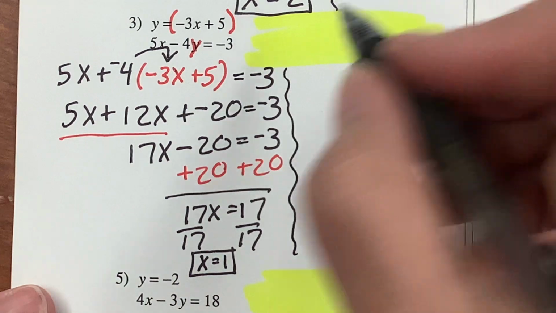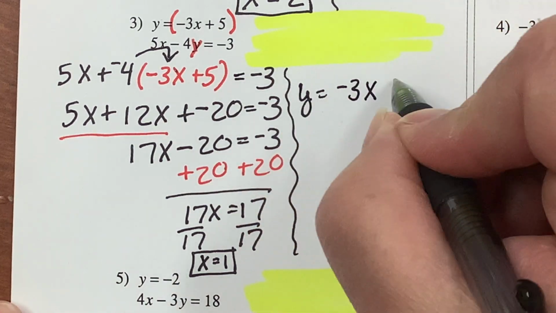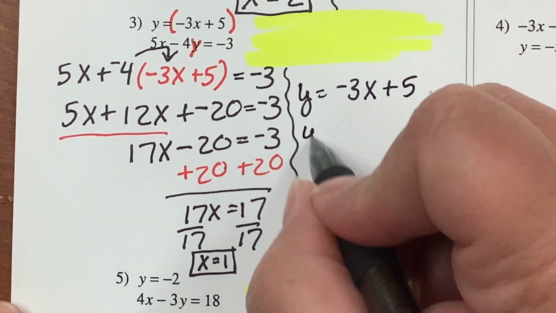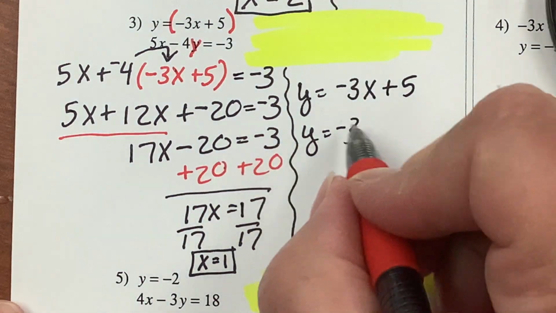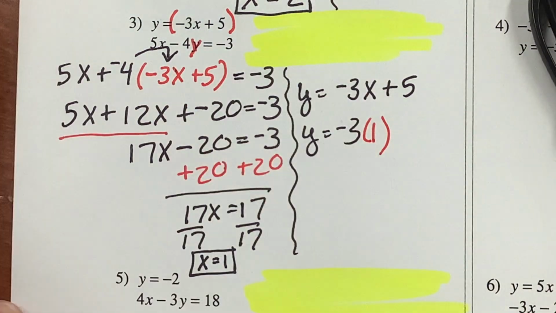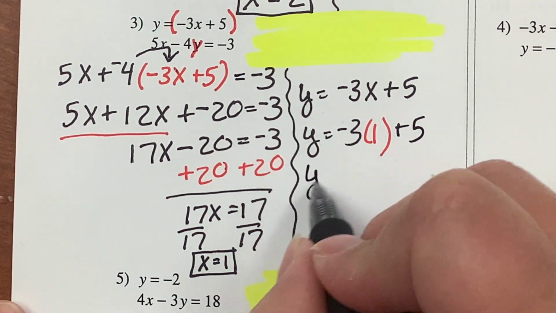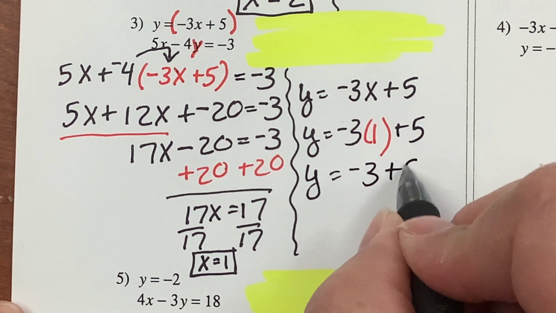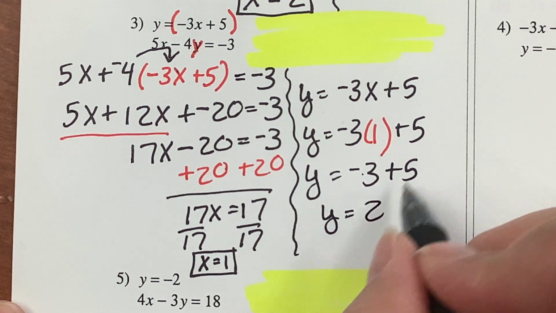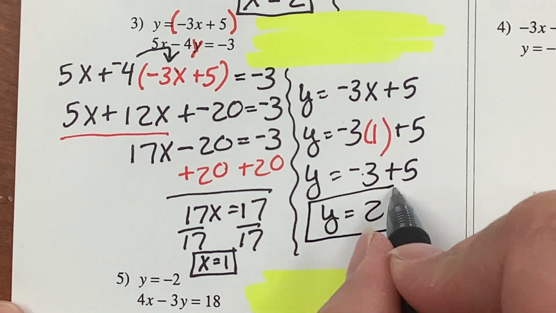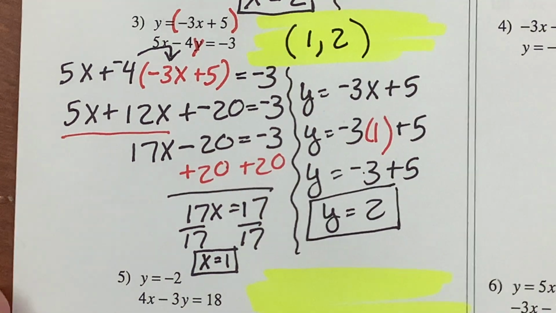Start with the isolated variable equation. y equals negative 3x plus 5. y equals negative 3 times 1 plus 5. Negative 3 times 1 is negative 3, plus 5. y equals negative 3 plus 5. The signs are different, so subtract. 5 is larger, so it's positive 2. So the point is (1, 2). Not too bad.